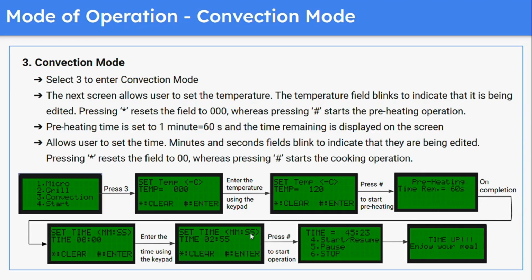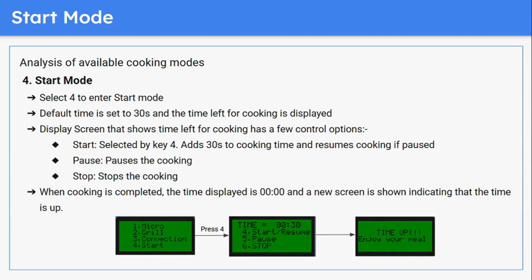On completion, the user is prompted once again to set the time for the actual microwave operation. Pressing hash enters the start operation, and once completed, the time up screen is displayed, indicating that the cooking operation has completed. The final mode is the start mode, and we press key number 4 to start the operation. The default time is set to 30 seconds, and the time left for cooking is displayed on the screen.